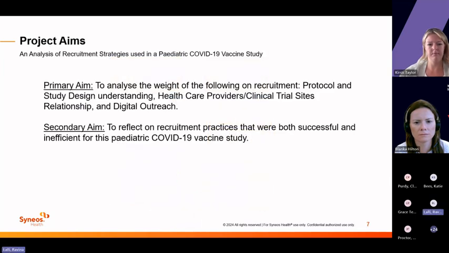So due to the lack of papers available for recruiting pediatrics to a vaccine clinical trial and the findings from the previous slides, I concluded the following aims. So my primary aim was to analyze the weight of the following in recruitment: protocol and study understanding, healthcare providers, clinical trial sites relationship, and digital outreach. And the secondary aim was to reflect on recruitment practices that were both successful and inefficient for this pediatric COVID-19 vaccine. The overall purpose of this project was to address stakeholders interested and influenced by the research to optimize recruitment.